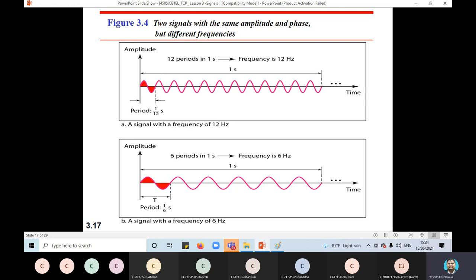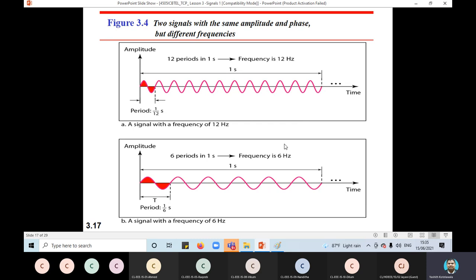So in this 12 hertz frequency wave, that means the greatest frequency wave, what you can see is the time gap, capital T gap, is less. 1 divided by 12 as a value. Why? 12 is the frequency, period is equal to 1 over frequency. So capital T is equal to 1 over 12. So you get 1 over 12, 12 times, then you get 1 second.